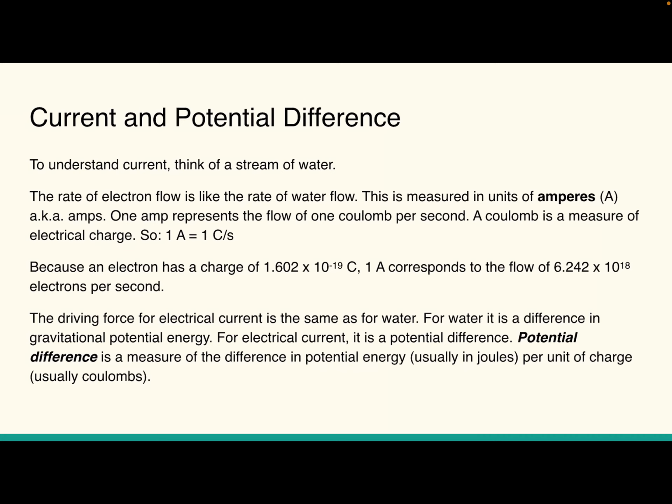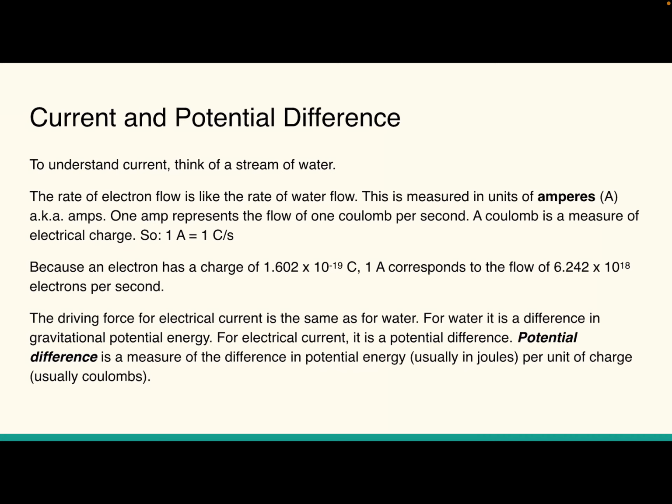A potential difference is very similar to a stream of water. So when you have a stream of water, gravity is the force. It's making the water flow from a higher altitude to a lower altitude. In this case, we're going from a high potential to a low potential, and the electrons will flow that direction.